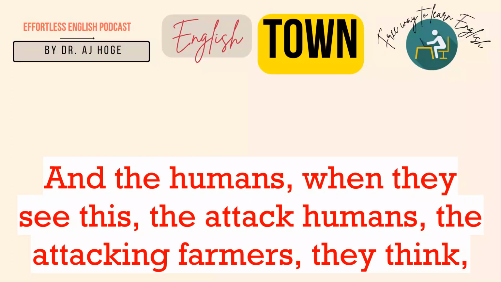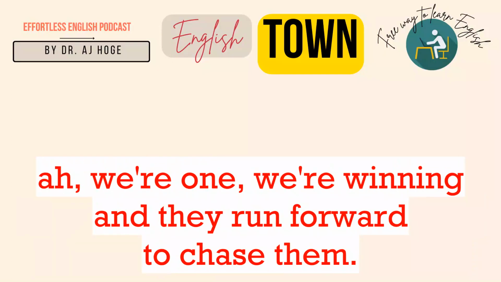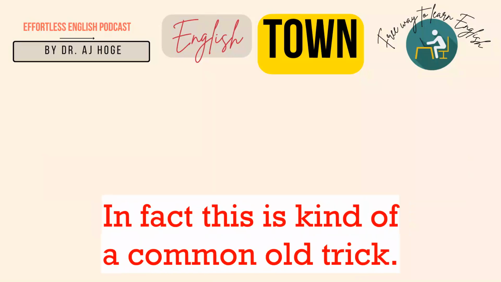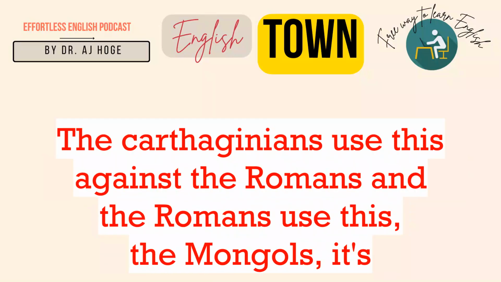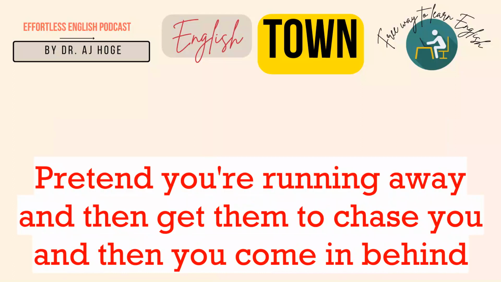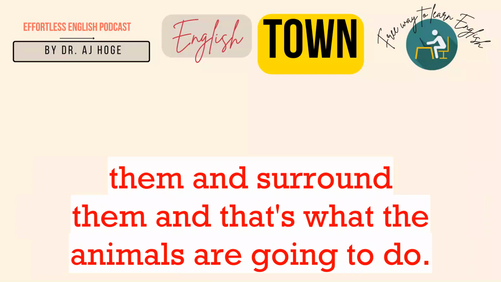And the humans, when they see this, the attacking farmers, they think, we've won, we're winning. And they run forward to chase them. But it's a trick. In fact, this is a common old trick. The Carthaginians used this against the Romans, and the Romans used this, the Mongols. It's a common military trick: pretend you're running away, get them to chase you, and then you come in behind them and surround them. And that's what the animals are going to do.